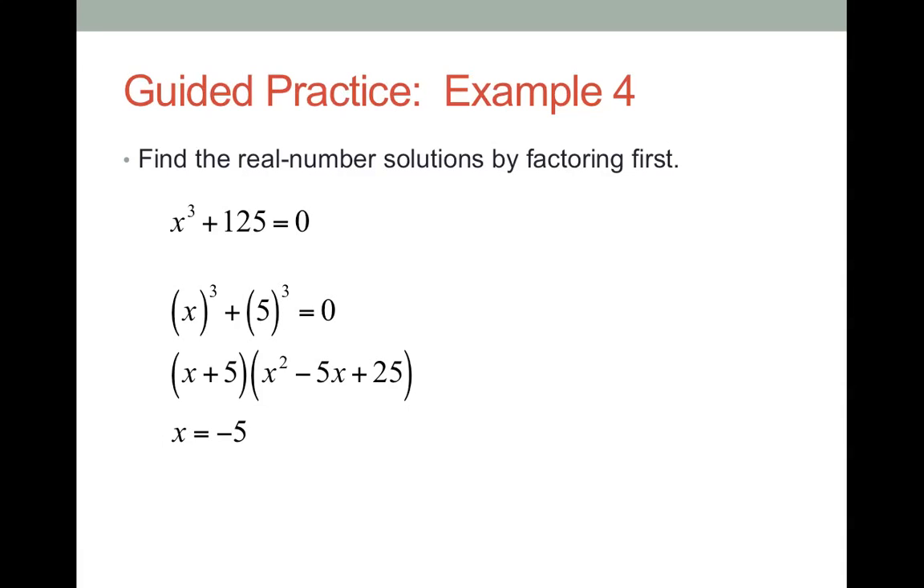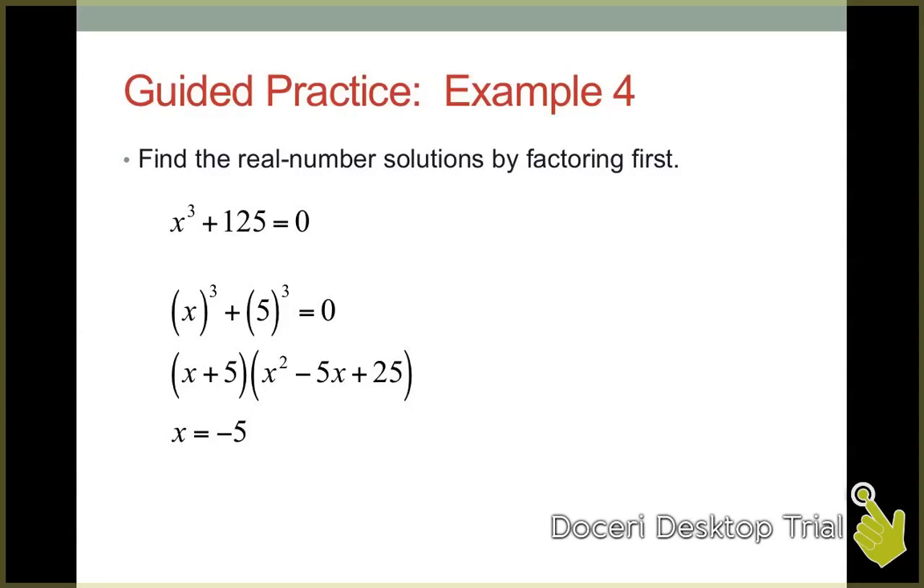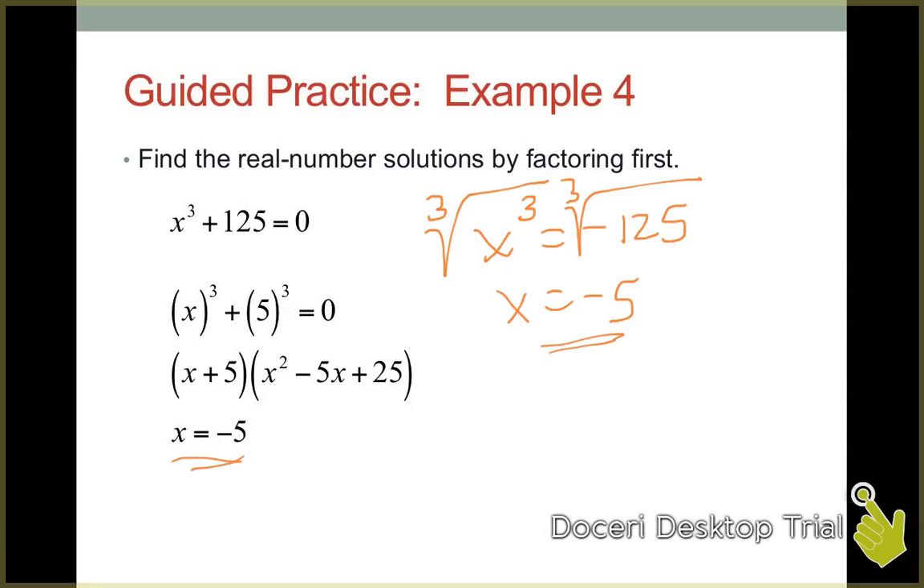Now you may be looking at this right now and thinking, why am I going through all this? I could just say x cubed would equal a negative 125. And so if I just take the cube root of both sides, then I get x equals negative 5. Same answer, which is good, because it's the same equation, but a little different method. And you're right, that does work. It does give you the same answer.